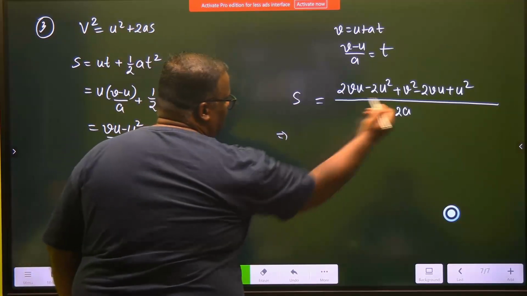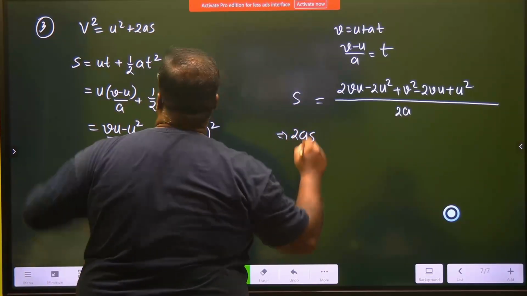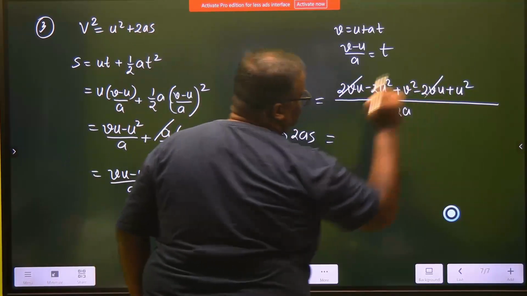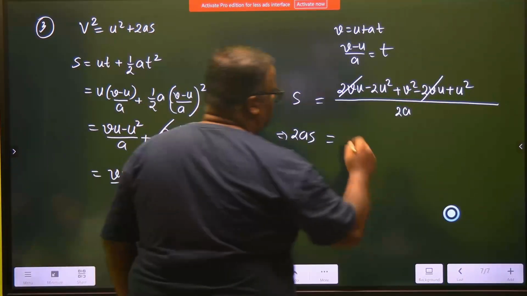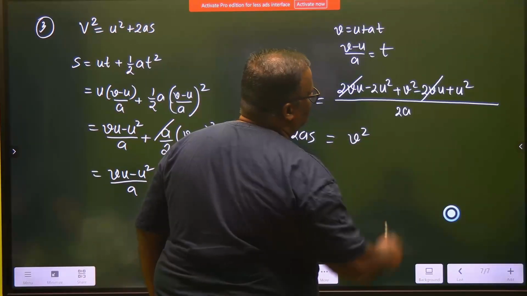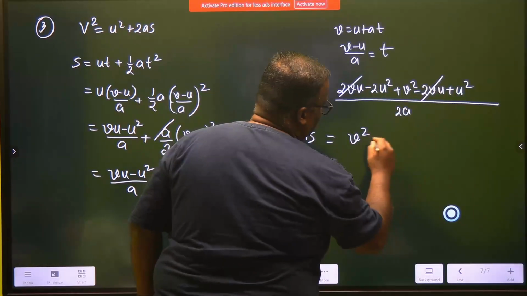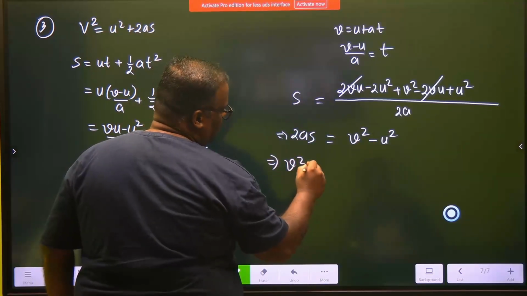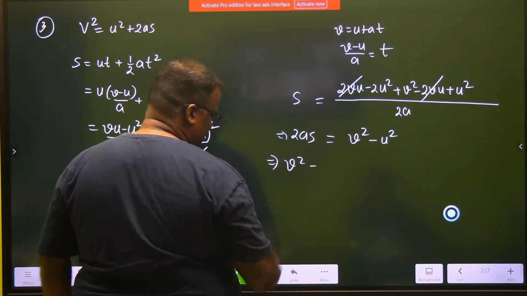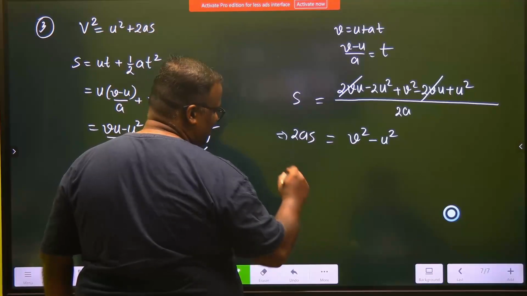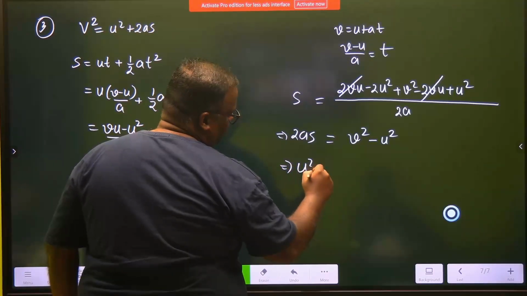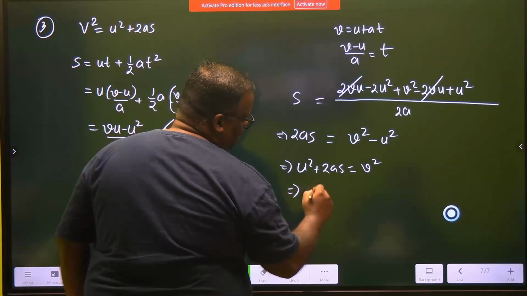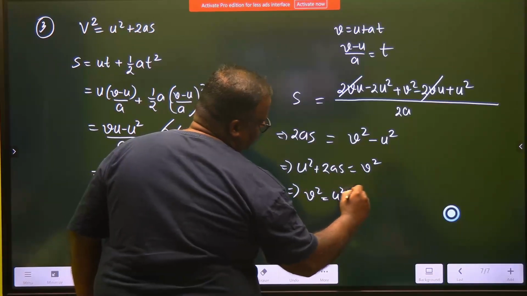So you can multiply this straight away. 2AS. एक तो आ गया. And let's see what is stored here. This one cancels this one. Agreed? V square is retained as V square. Minus 2U square and plus U square is minus U square. Which gives me V square is equal to, okay. No, sir. Why are you doing like this? We don't understand. So it's U square plus 2AS is equal to V square. Change your hands. V square equal to U square plus 2AS.